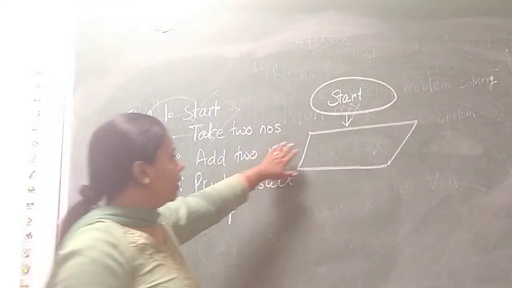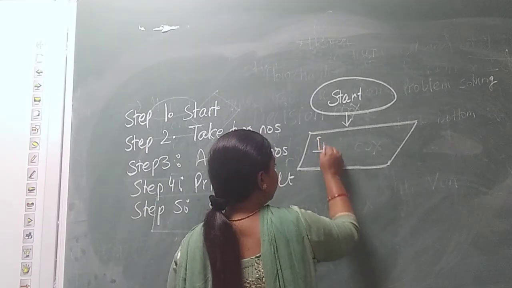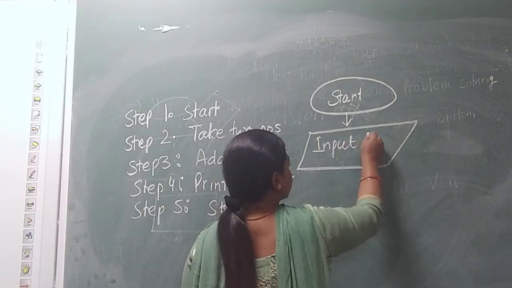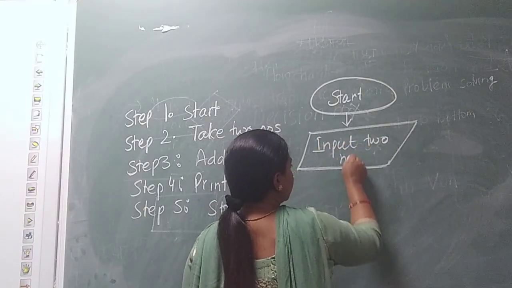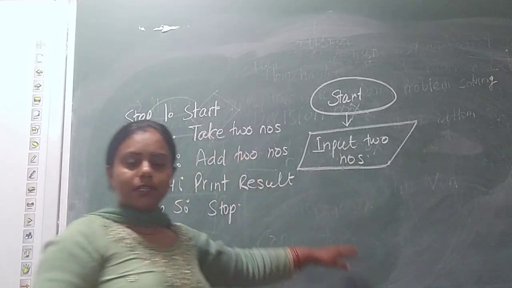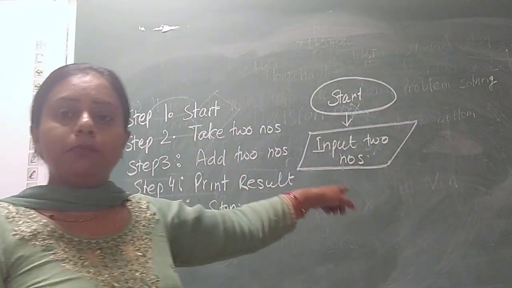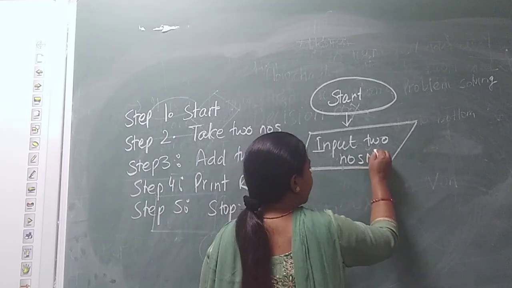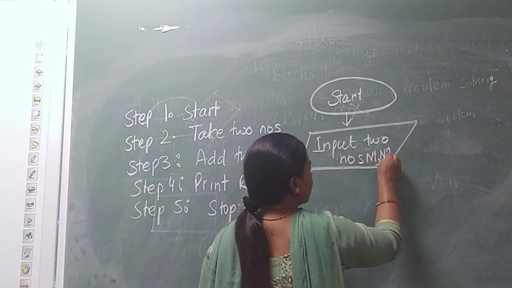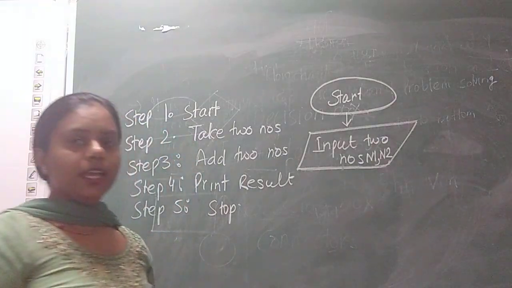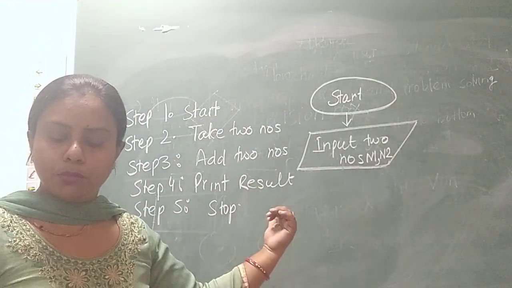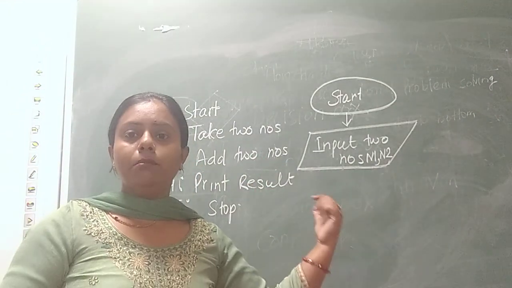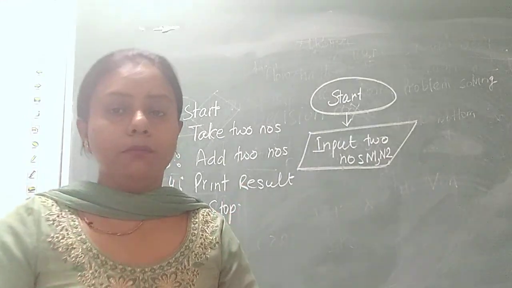Okay? So what will you write over here? Input two numbers. So students, this is your input: two numbers. You can write the two numbers n1 comma n2. Okay? So this is your input box. It means we are giving some input to the computer.